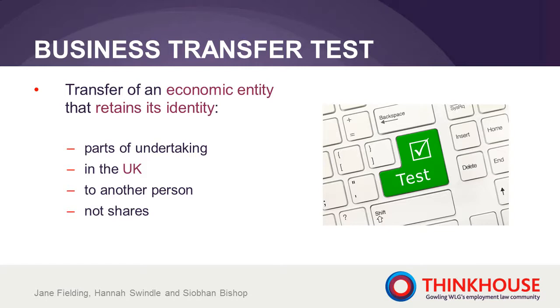But what is important and essential is that the undertaking that you're talking about is in the UK before the transfer. It doesn't necessarily matter if it ends up outside the UK afterwards, as long as it overall retains its identity, but definitely beforehand it needs to be in the UK. You need the transfer of this entity from one person to another. So there's got to be a sort of a transfer of ownership or responsibility for running the business to another legal entity. And importantly, we are not talking here about share transfers. So those are excluded from the scope of TUPE.